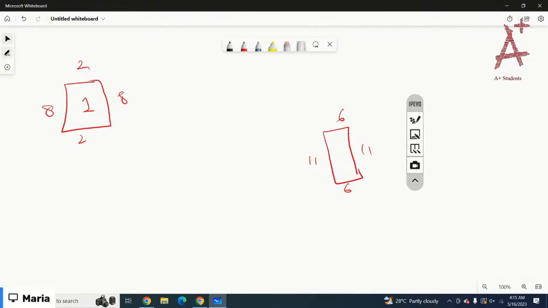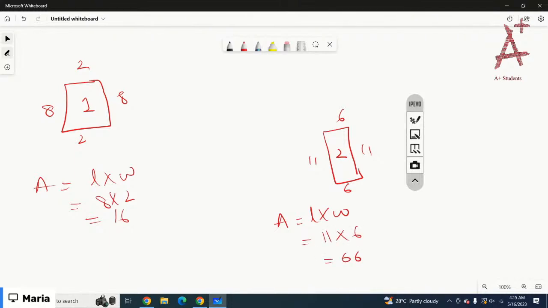Okay, let's just multiply the length and width. For the first one, area would be length times width. Just multiply 8 times 2. That would be 16. Then you have area equals length times width, 11 times 6, that would be 66. Got it?